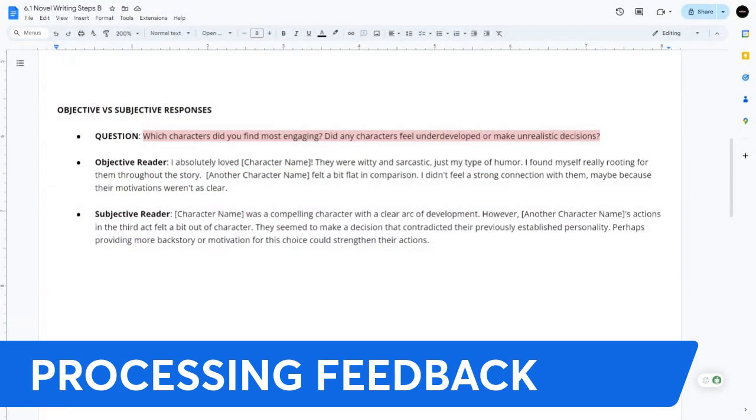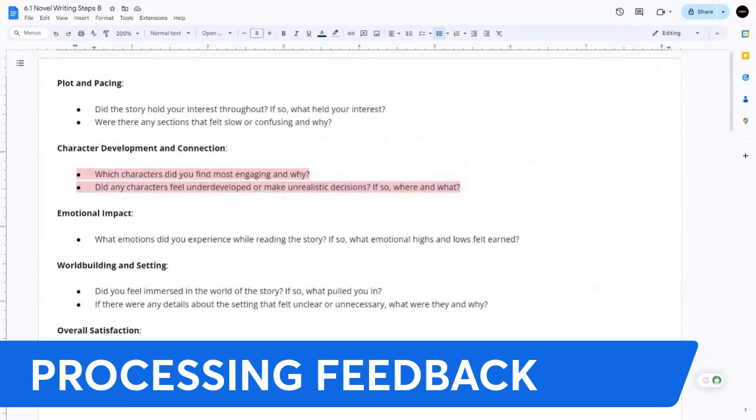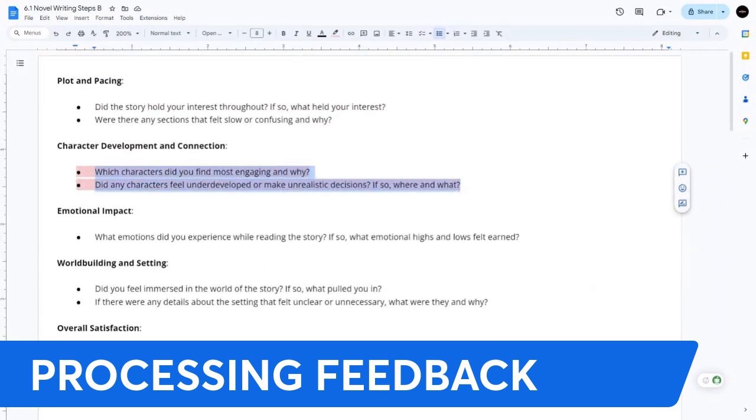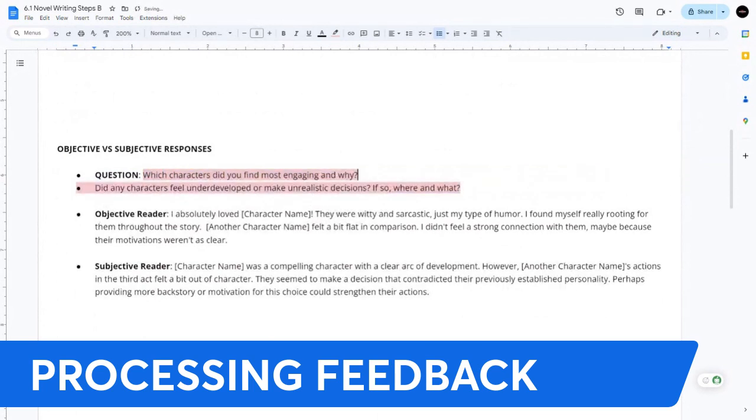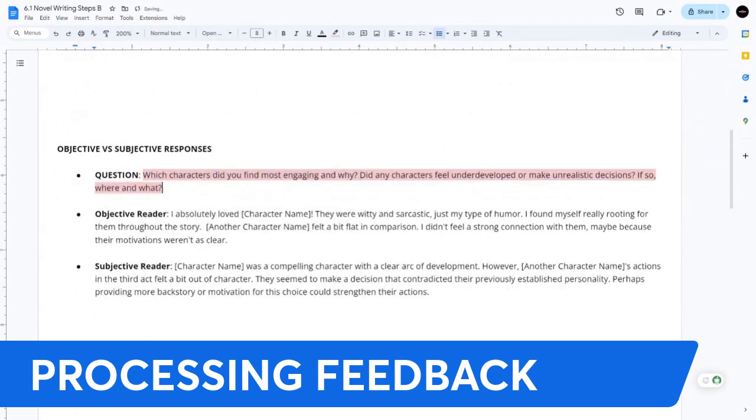Okay, so we're going to take this question. Which characters did you find most engaging? Did any characters feel undeveloped or make unrealistic decisions? Now, again, I updated the question up here. So let's do this. Let's bring this down here. Okay. All right.